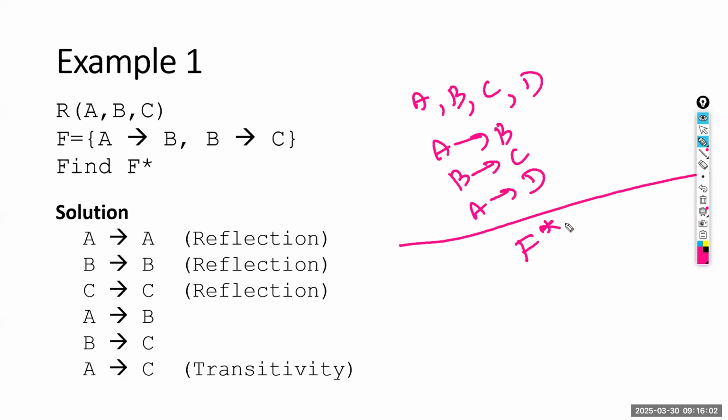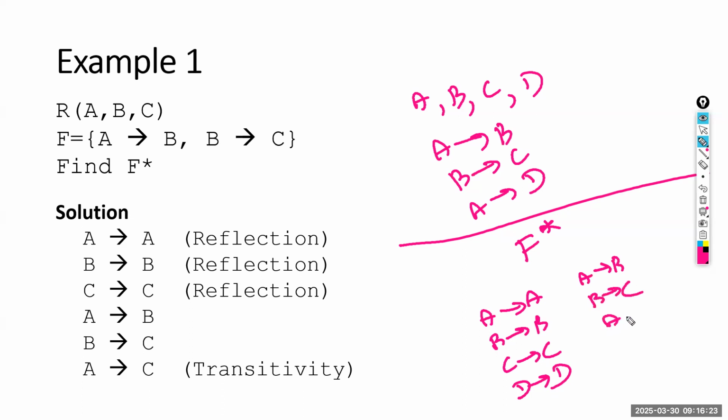What are all the functional dependencies you can derive from this? By reflexivity, A determines A, B determines B, C determines C, D determines D. Then from the given things, I can write A determines B, B determines C, and A determines D. And by transitivity, from these two, I can say A determines C.